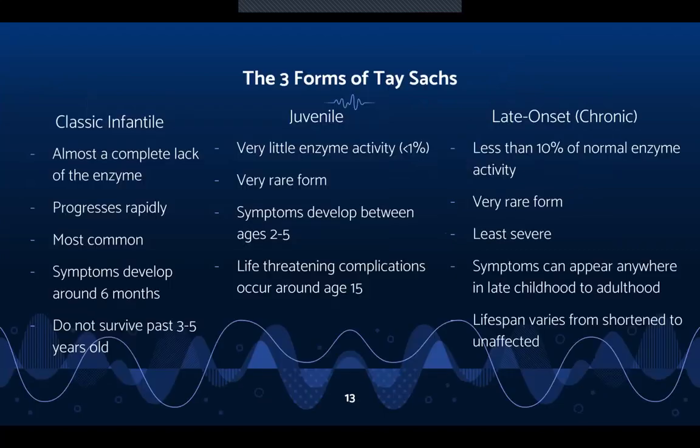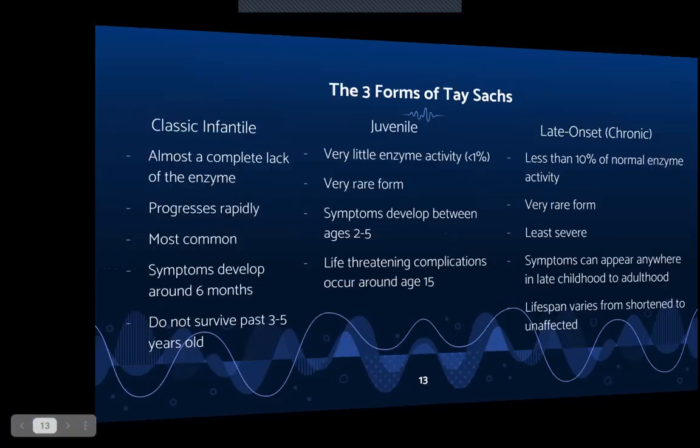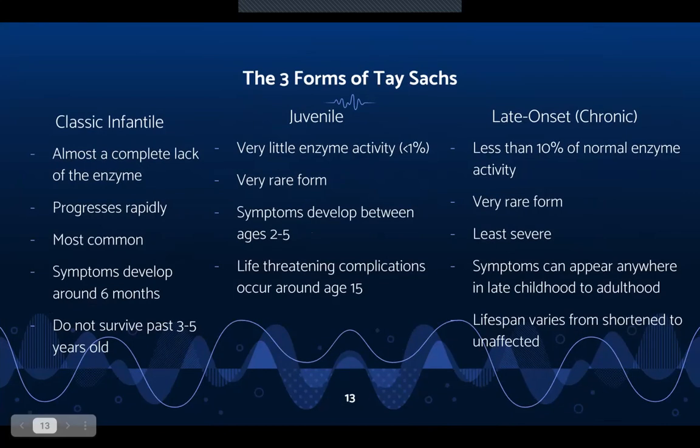There are three forms of Tay-Sachs disease. The first is classic infantile, which results from almost a complete lack of the enzyme and progresses very rapidly. It is also the most common and the most severe. Symptoms develop around 6 months old, and patients usually do not survive past 3 to 5 years of age.